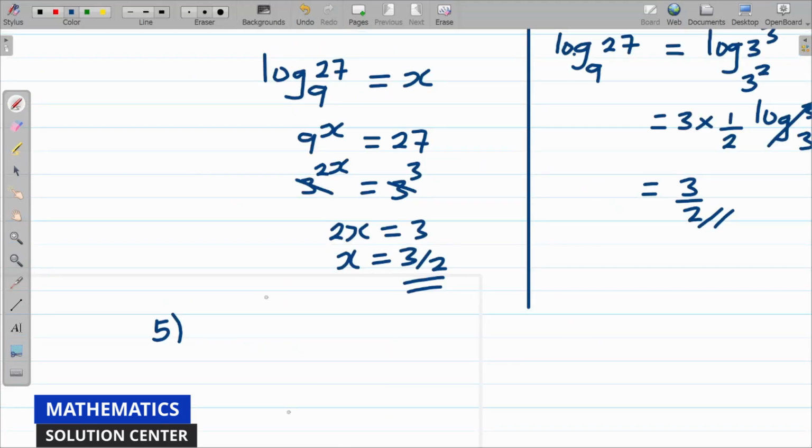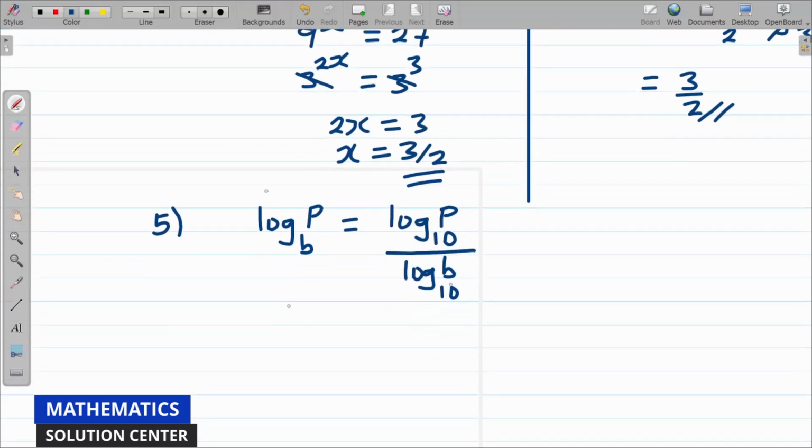If I have log p base b, this is the same thing as log p base 10 divided by log b base 10. We call this the change of base law. It is very, very important. You can use it to change the base of your logarithm.